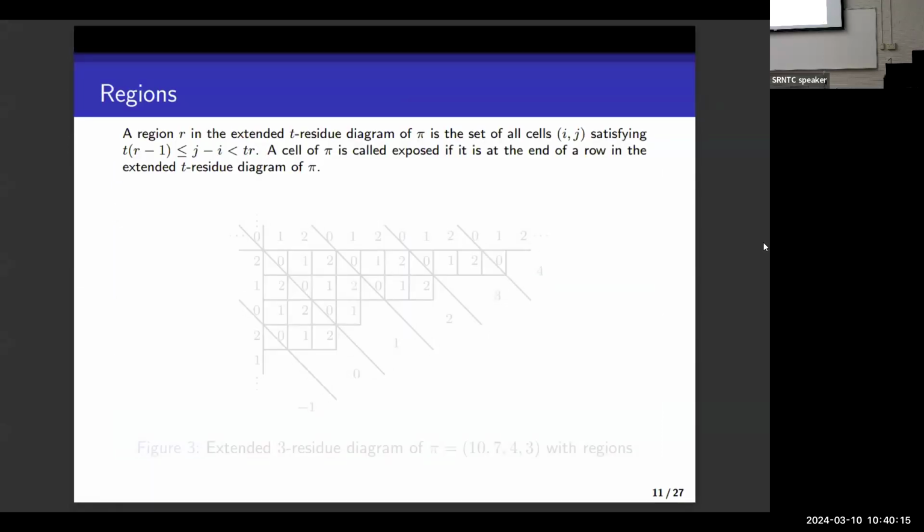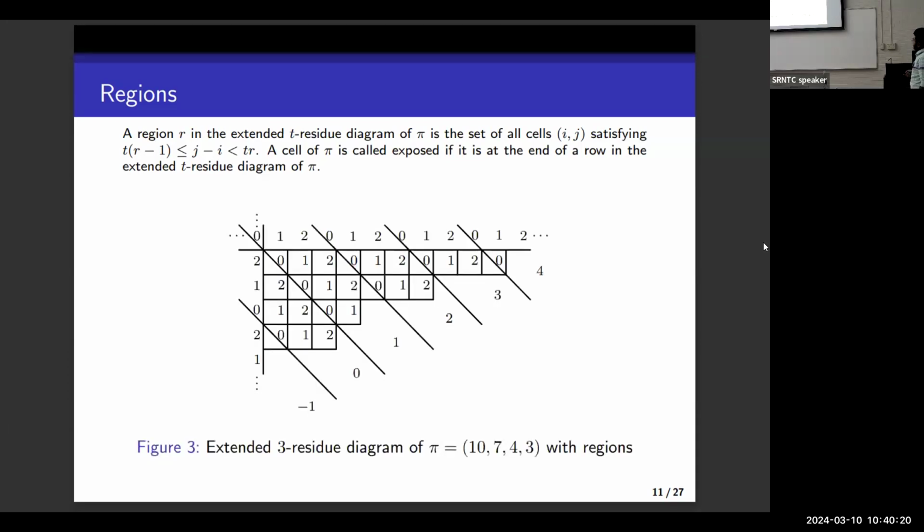Okay, so now we introduce something called a region. First we draw the extended T-residue diagram of the partition, and then the set of all cells (i, j) which satisfy this inequality will be called a region. So let's see this for the example that we considered. And by the way, I am keeping this example uniform throughout the talk so that it's easier to understand what's going on for the same case.